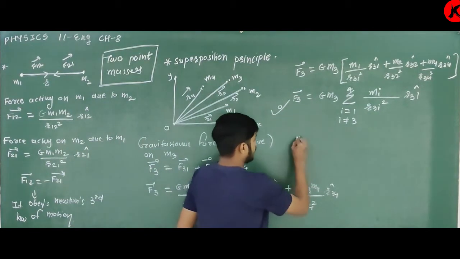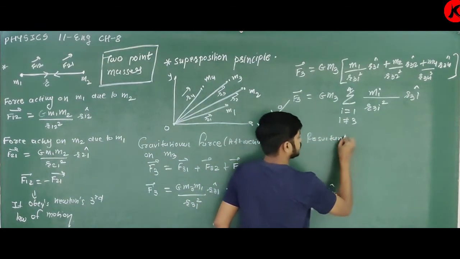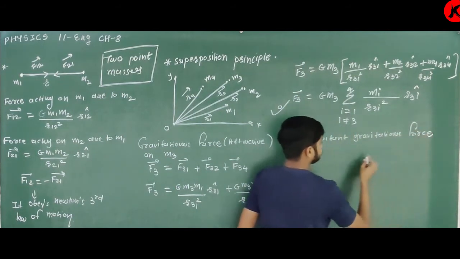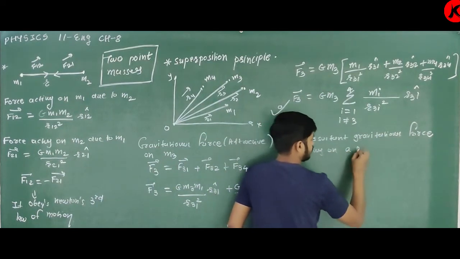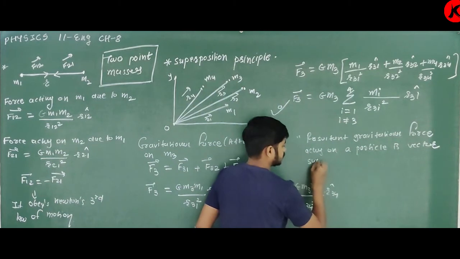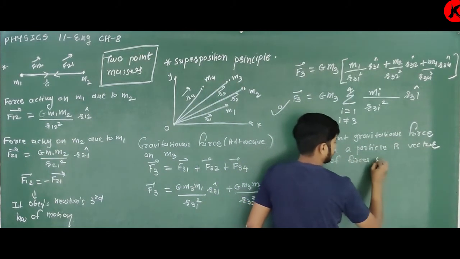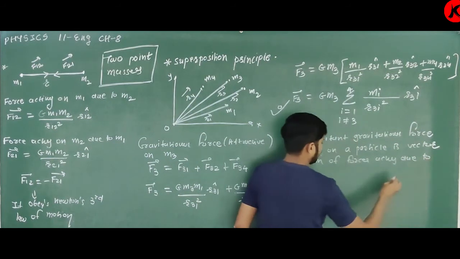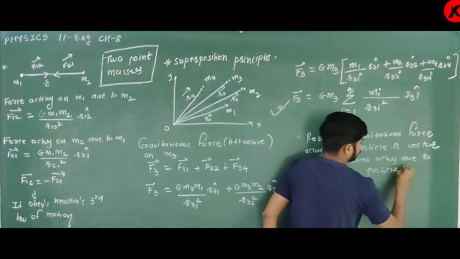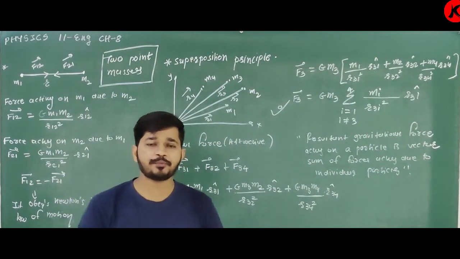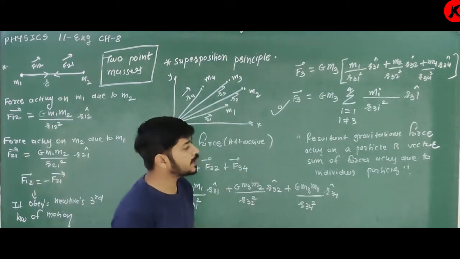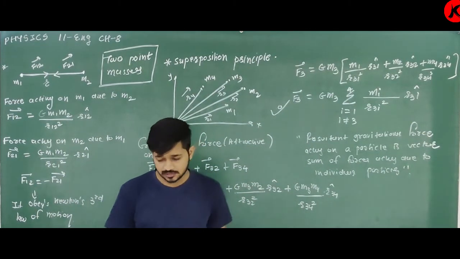Okay, so here I will write the statement. A resultant gravitational force acting on a particle is the vector sum of forces acting due to individual particles. Clear? So yes, you have to remember this statement. It is for two particles, and this is for more than two particles. So remember what is the difference between them. Okay? Next.